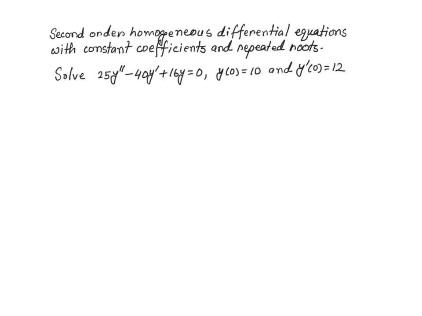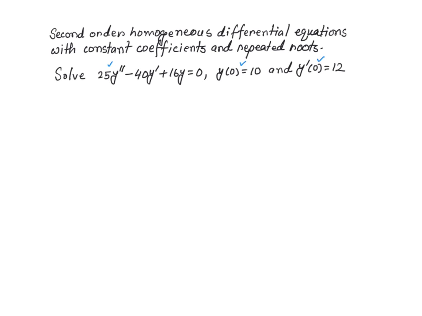In this video, I am going to solve this second order homogeneous differential equation. It has constant coefficients and the equation is 25y'' minus 40y' plus 16y is equal to 0 with initial conditions y(0) = 10 and y'(0) = 12. This is a situation where the roots are repeated, as you will see shortly.